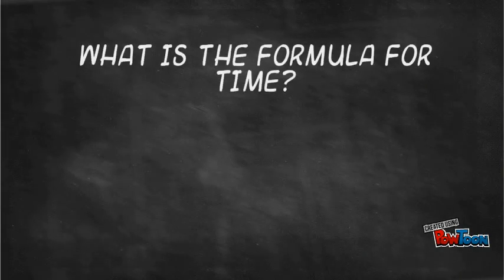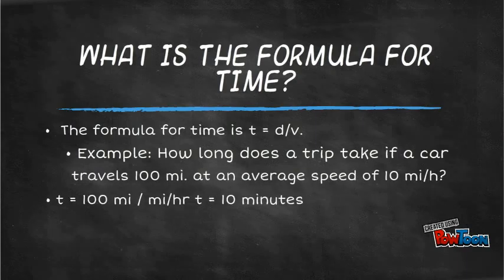Example: how fast is a car going that travels 75 miles in 8.3 seconds? V equals D over T equals 75 over 8.3. V equals 9.03 meters per second. What is the formula for time? The formula for time is T equals D over V.